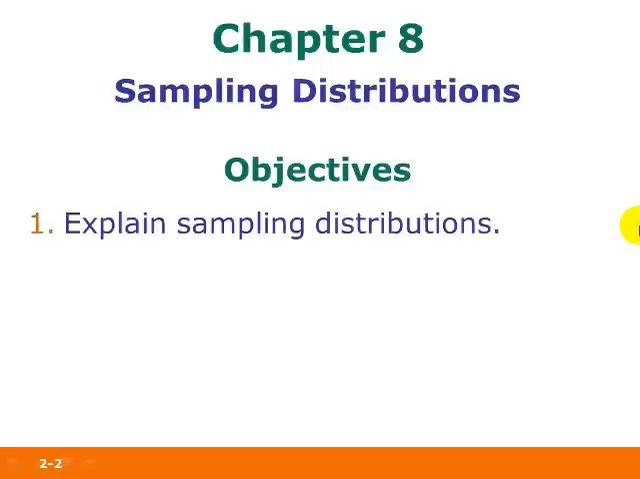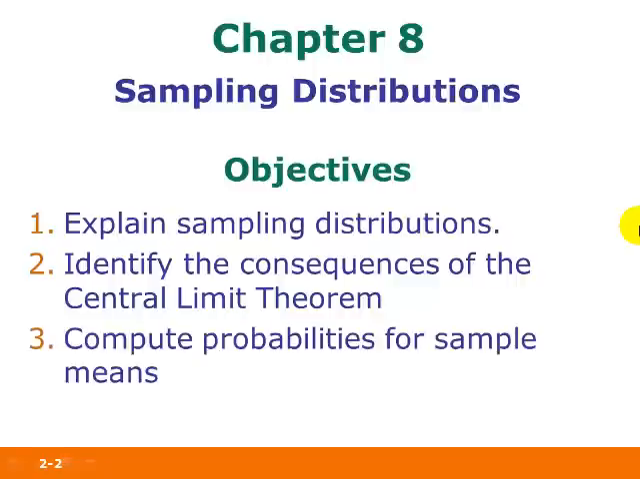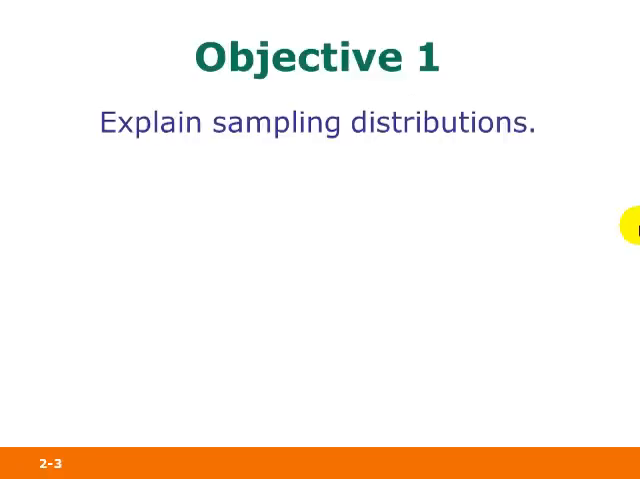The objectives for this are: 1. Explain sampling distributions, 2. Identify the consequences of the central limit theorem, 3. Compute probabilities for sample means. So objective 1 is to explain sampling distributions.